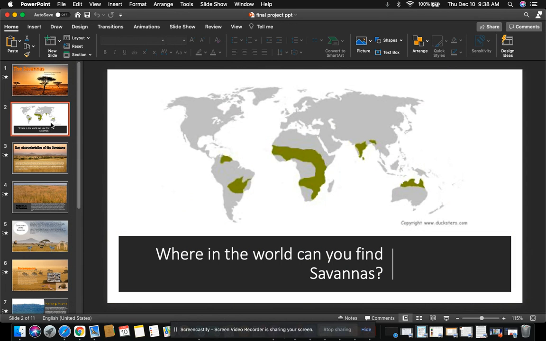The second slide should be a map. Where is your ecosystem located in the world? This was something that was easy to find online. I copied and pasted it and even included the copyright here so that you know where I got my map from, but the green shows all the places the savannas are located.